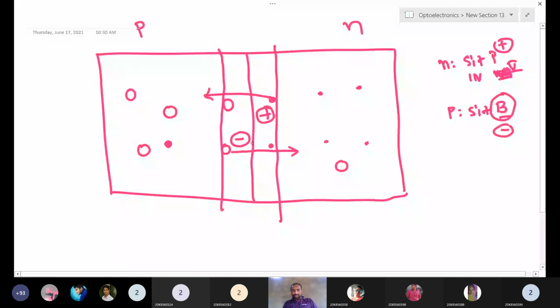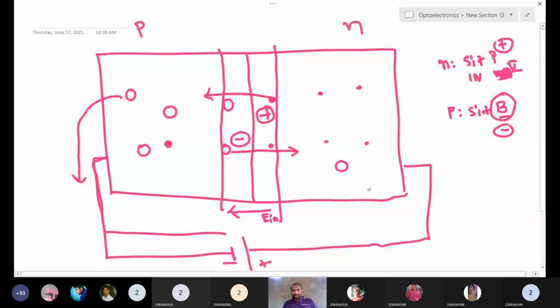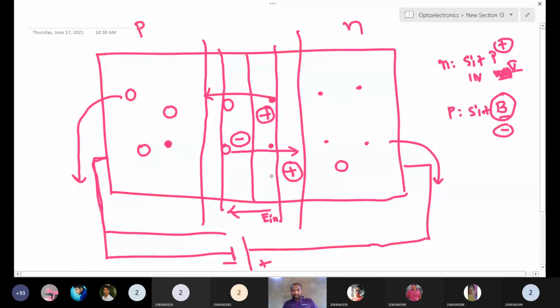The negative potential attracts the holes towards the battery, and the positive terminal attracts the electrons towards the battery. Because of this attraction of electrons and holes towards the battery, the depletion width is increasing. That means more positive charge density is developed in the interface and more negative charge density is developed in the interface, right?